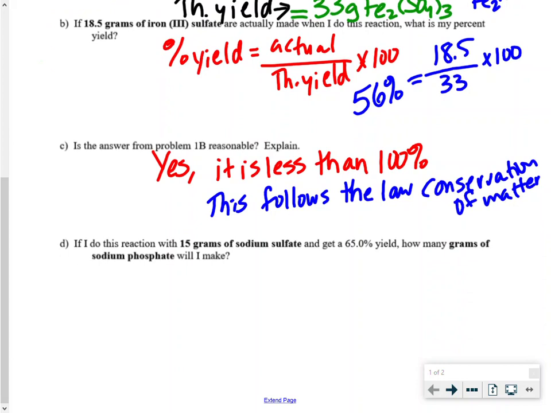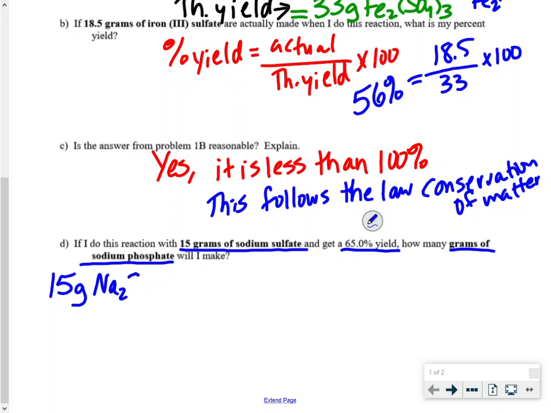Now for the last problem here. This is a fun one because they're giving us the percent yield. They're also giving us the other reactant, and they want us to find the actual. So this is kind of a working backwards type problem, okay? So, if I do this reaction with 15 grams of sodium sulfate and I get 65% yield, how many grams of sodium phosphate will I make?